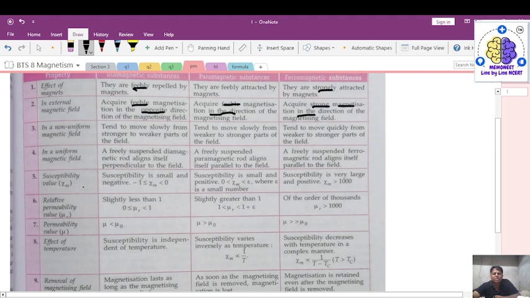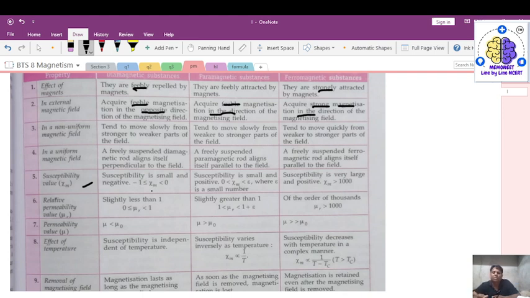See here, they are talking about the susceptibility. The susceptibility of diamagnetic substances lies between -1 and 0, whereas the susceptibility of paramagnetic substances is very small, lying between 0 and epsilon, where epsilon is a very small number. And the susceptibility of a ferromagnetic substance is very large, greater than 1000. So diamagnetic substances have a negative and very small susceptibility, paramagnetic substances have a very small and positive susceptibility, and ferromagnetic substances have a positive and very high susceptibility, right?